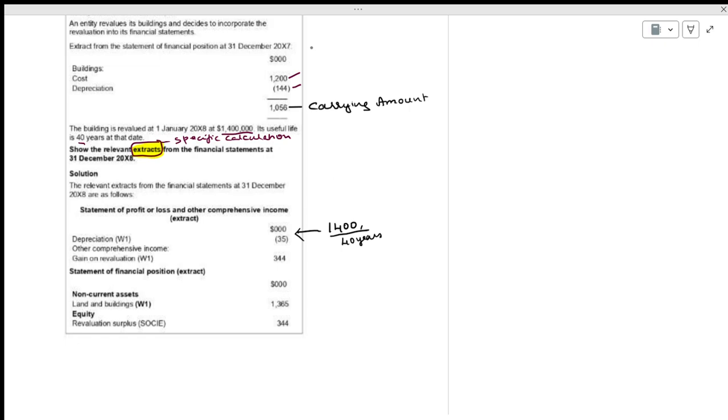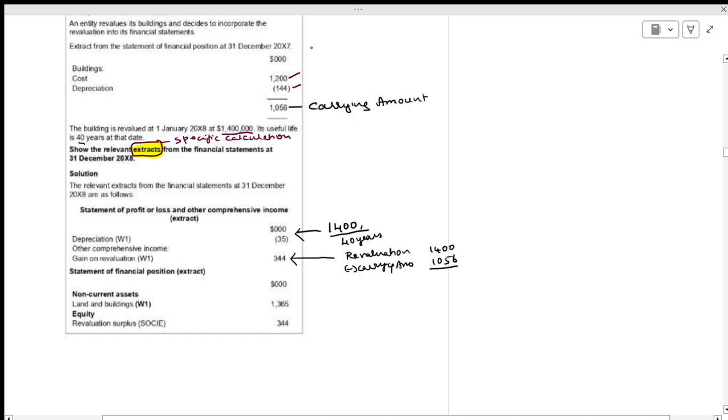Now, next, how much is the revaluation gain? The revaluation is 1,400. Okay. Now, what is the carrying amount? Carrying amount is 1056. Difference is how much?